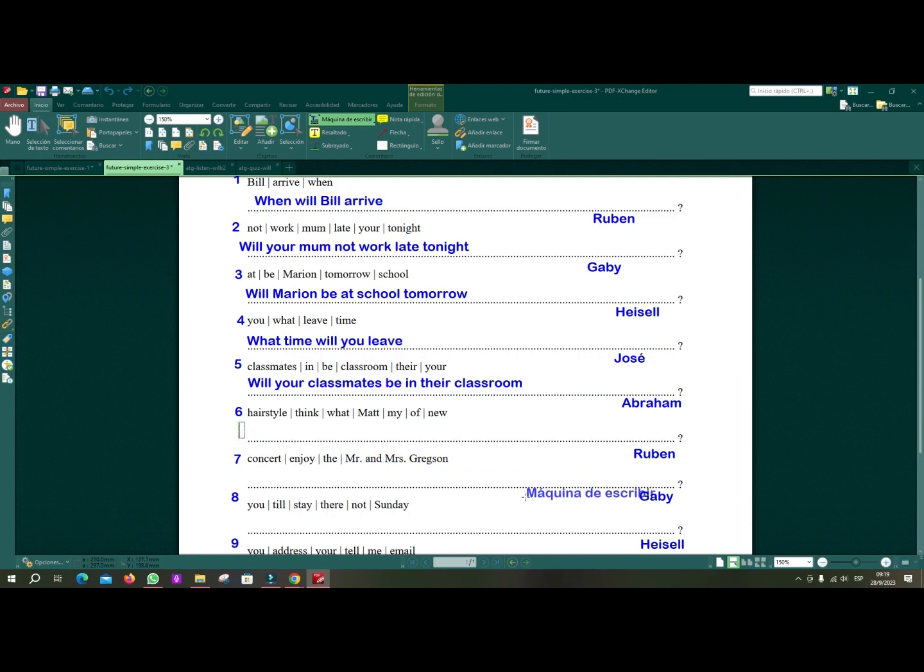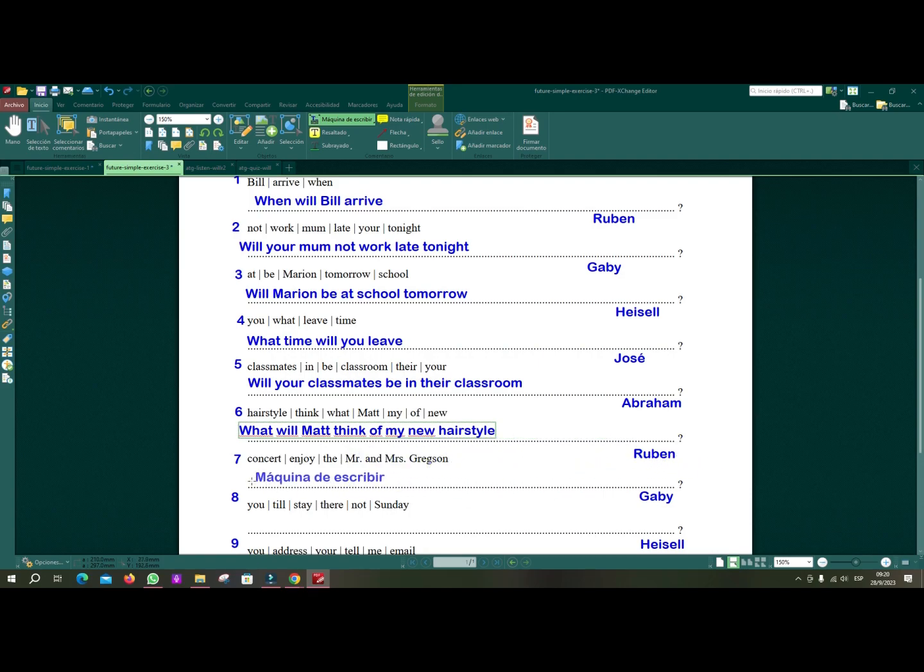6, Mr. Abraham. Which could be number 6? What will... What will... Who is the subject, Mr. Abraham? Who is the subject of the question? Matt, right? So, yes, what will Matt think of my new hairstyle? That would be. So, nice. What will Matt think of my new hairstyle?